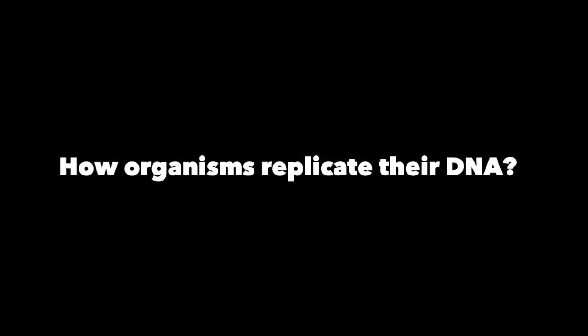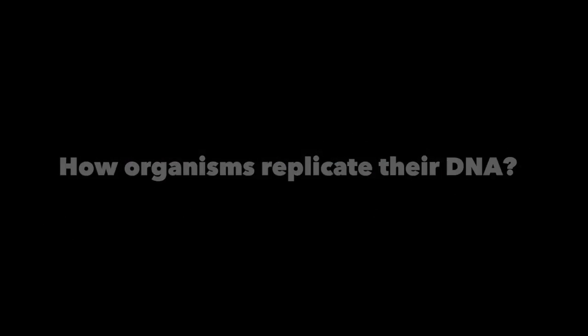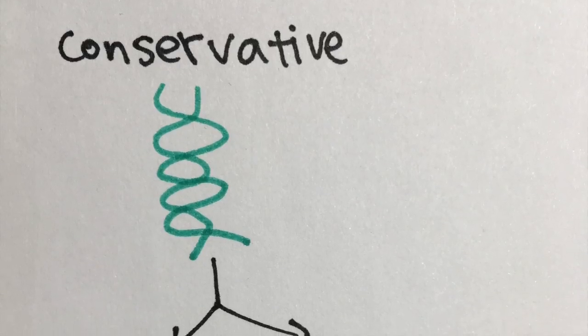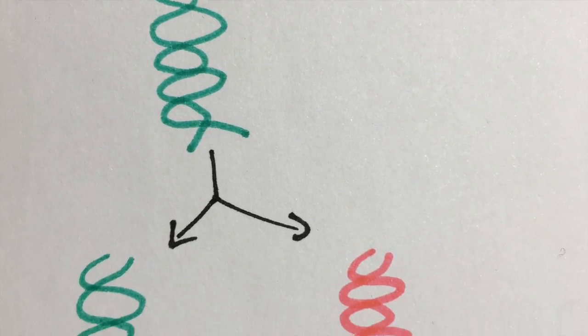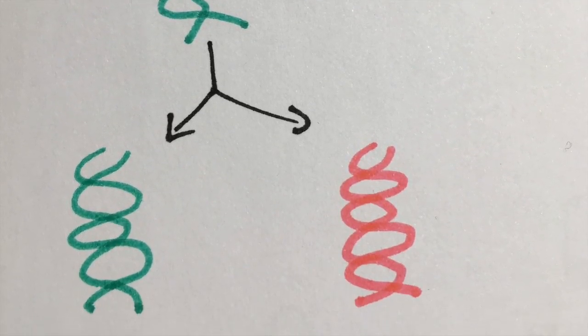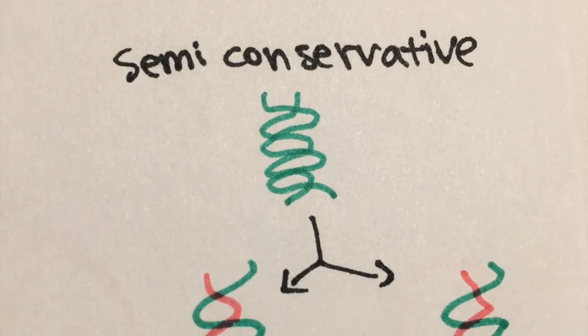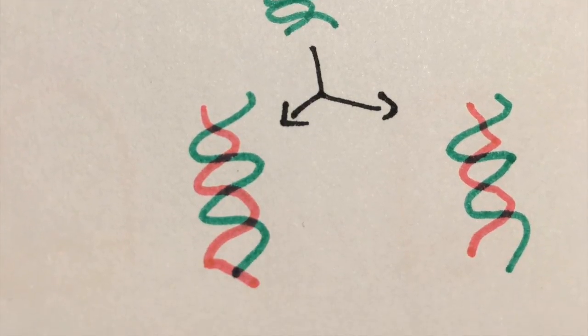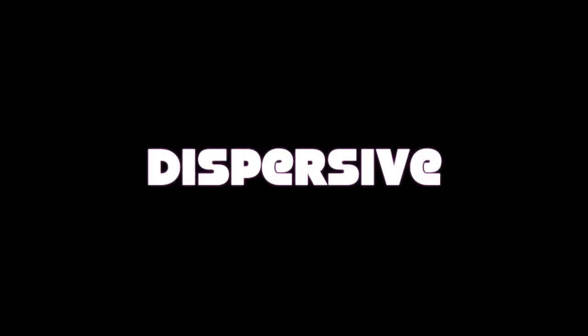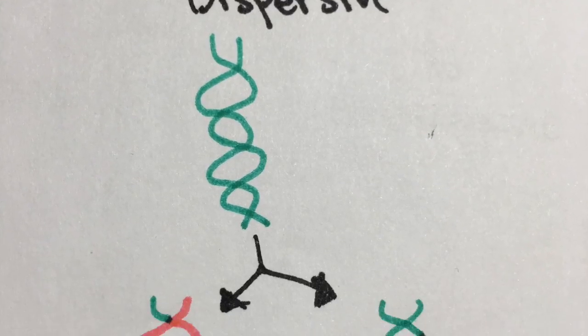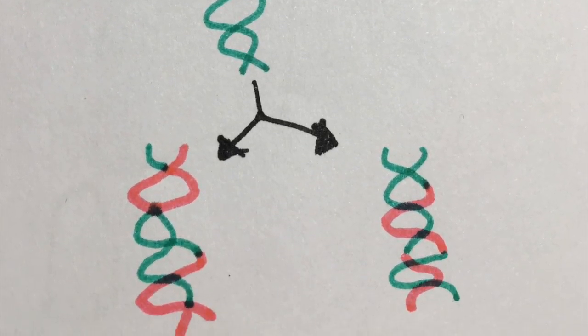So, how do organisms replicate their DNA? Scientists came up with 3 basic models. Conservative replication, which is one molecule that consists of both original DNA strands and another molecule that consists of 2 new strands with exactly the same sequences as the original molecule. Semi-conservative replication, 2 DNA molecules with 1 original strand and 1 new strand. And dispersive replication, 2 DNA molecules that are mixtures of each individual strand.